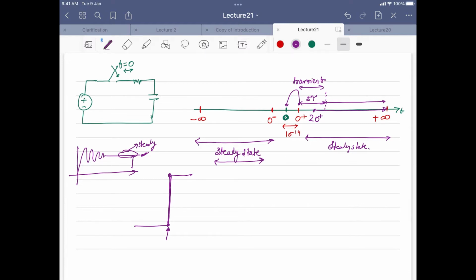Okay. Sir, so the value which we get in steady state from minus infinity to 0 minus and from 0 plus to infinity will be the same? No, it will not be the same. It depends upon what kind of resistance and capacitance this capacitor is seeing. For example, I will discuss this in the coming lectures. You will get to know this, but it's a good question.